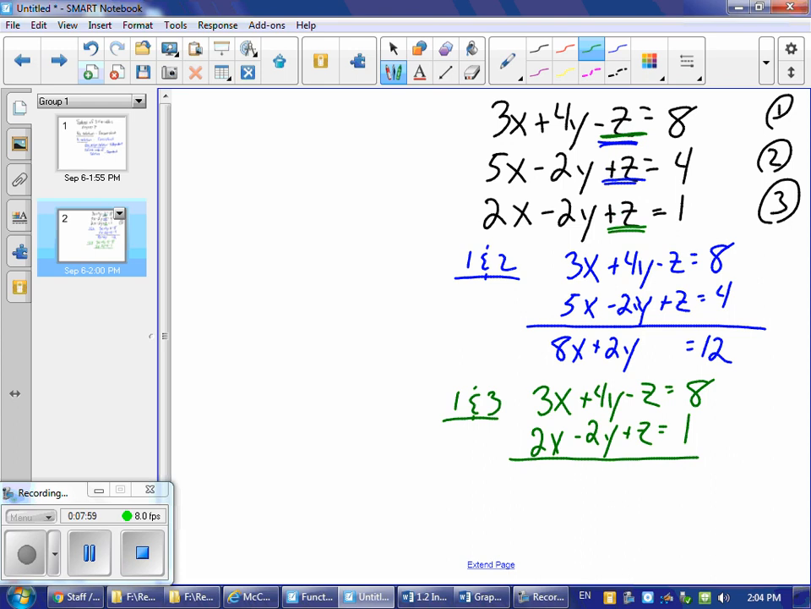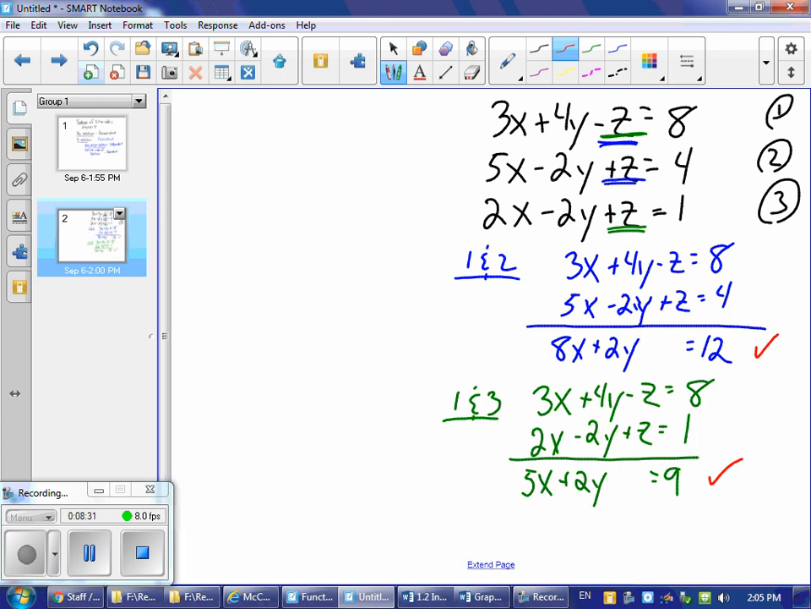So we're going to get 3x and 2x is 5x. 4y and negative 2y is plus 2y. And then the z's add up to 0, and that equals 9. So now what we should see is I now have a system of variables with two equations, this one and this one. If I do the same process using those two variables, I should be able to eliminate one more of them. So I'm going to go ahead and rewrite these.